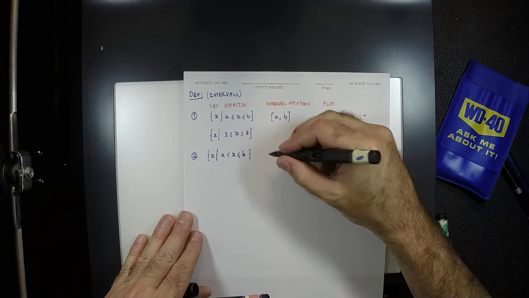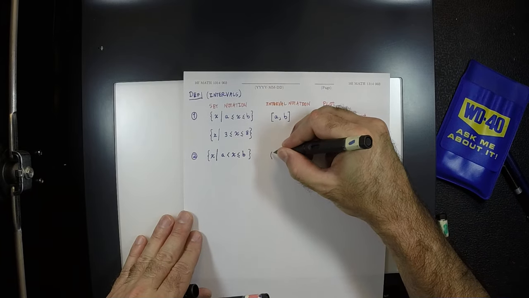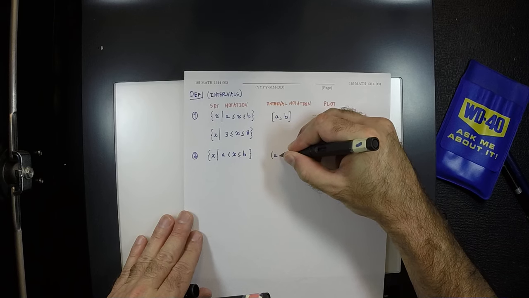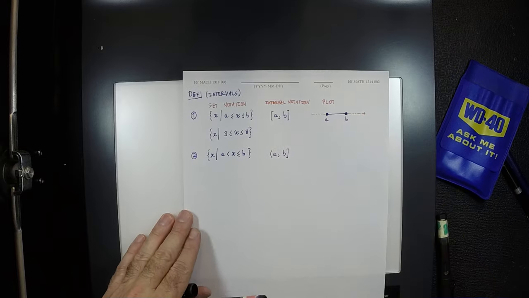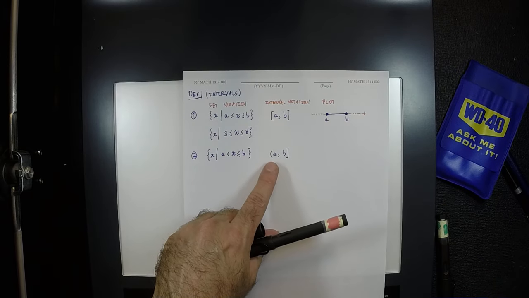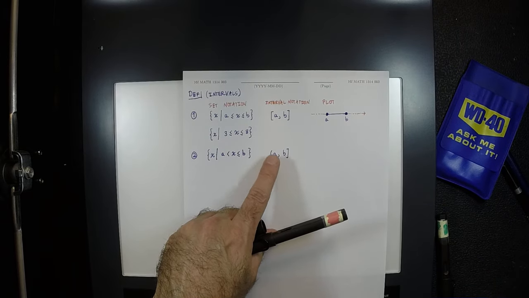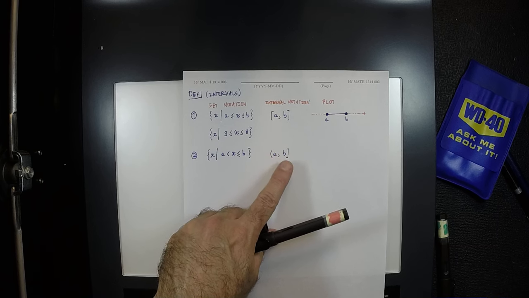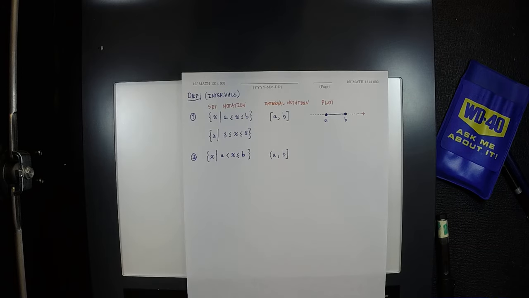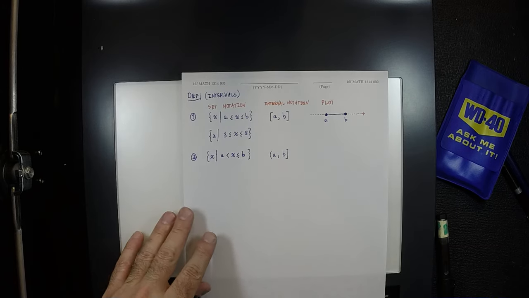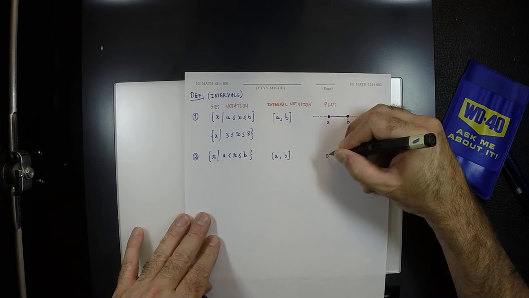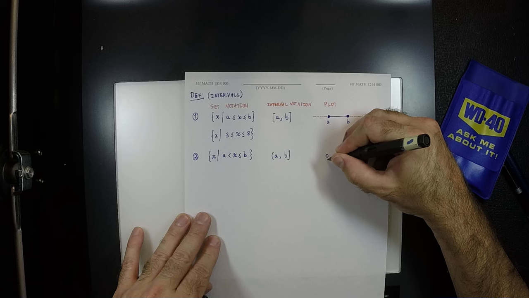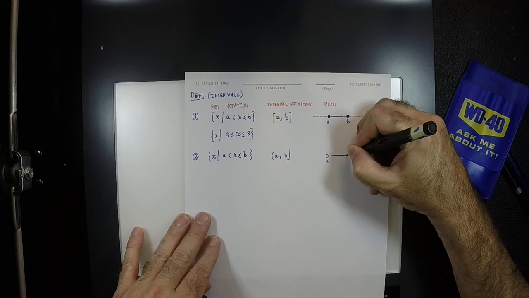So the way that this is denoted in interval notation is with a round parenthesis at A and a square bracket at B. So this notation means we're not going to include A, and we are going to include B. So that's why I said the shape of the parentheses is significant. The plot in this case looks like this. A to B.